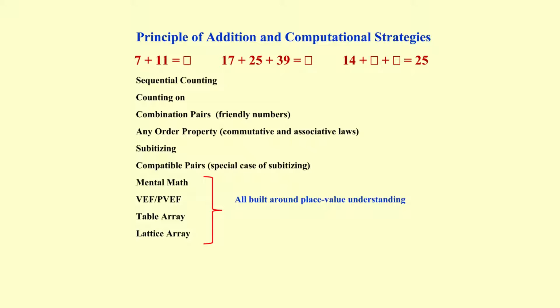what is its size? In the second example, I've got three groups of objects, first one with 17, second one with 25, third one with 39. If I were to merge those three groups of objects into a single set, the target set, what is its size? And the third problem is the kind of problem we want our kids to get to.